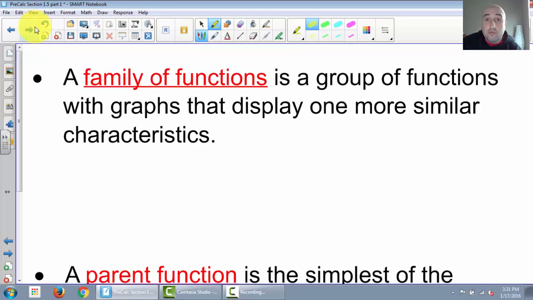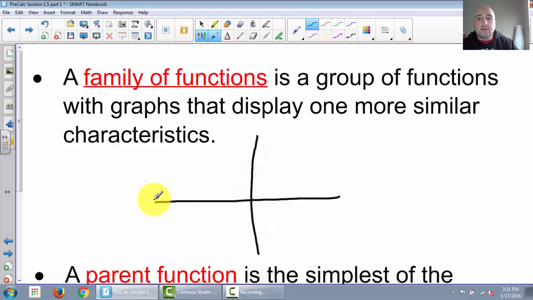So really we need to know what a parent function is. So let's look at these two definitions, and hopefully this will help us come up with what a parent function really is. This first definition says a family of functions is a group of functions with graphs that display one or more similar characteristics.